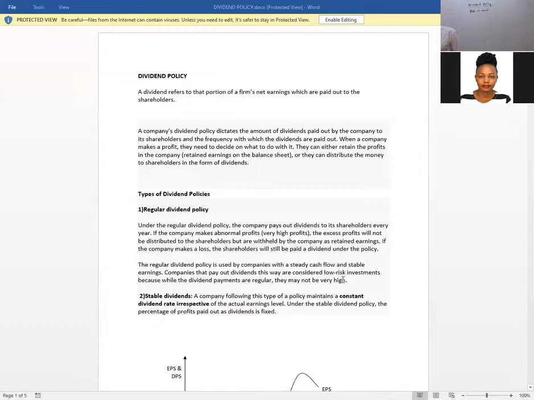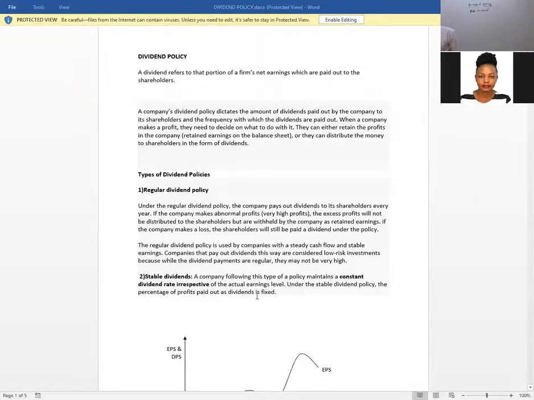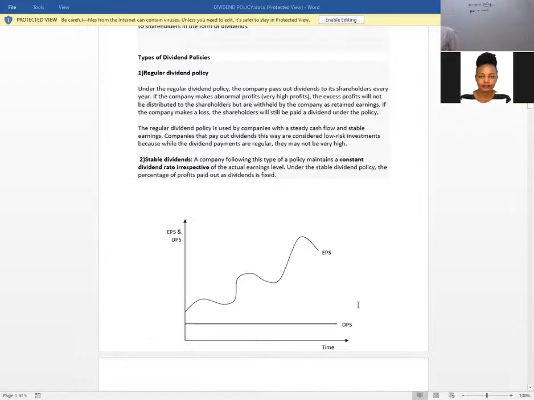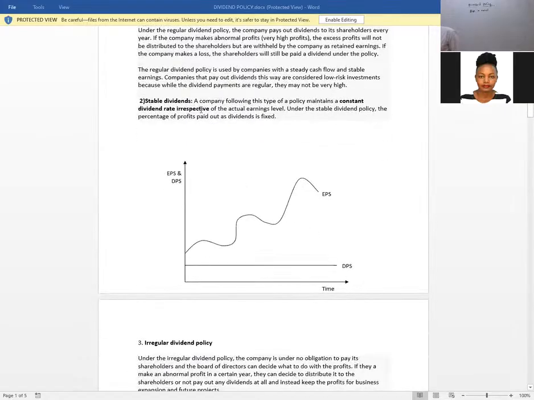For you to understand properly what regular dividend policy means, let's look at stable dividend policy first of all. A company following this type of policy maintains a constant dividend rate irrespective of the actual earnings level. Under the stable dividend policy, the percentage of profits paid out as dividends is fixed. So at the end of the day, ladies and gentlemen, look at the DPS. Under stable dividends, we have a constant dividend rate irrespective of the actual earnings level.